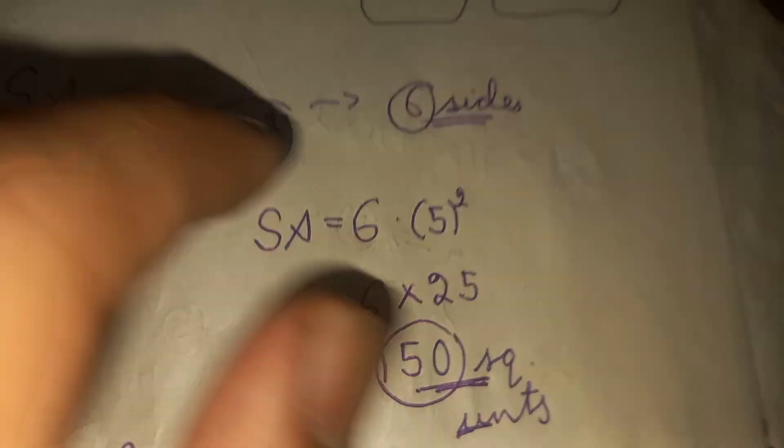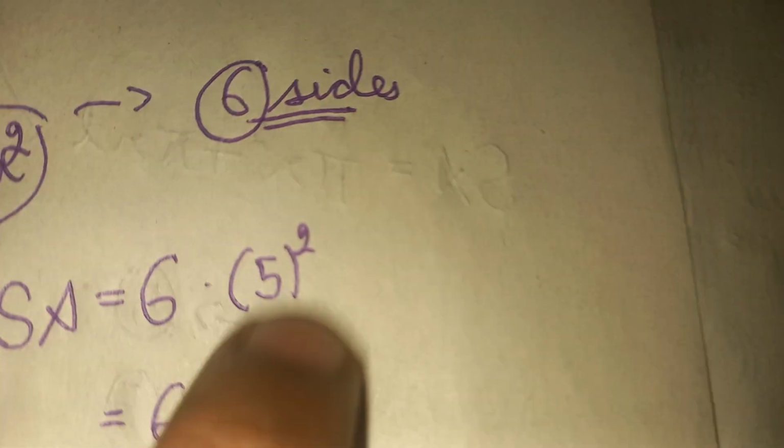There are 6 surfaces to the cube. The 6 surfaces are nothing but squares. Here a square, here also a square, these 4 surfaces are the 4 walls, and above and below are 2 more surfaces. So the surface area of the cube is equal to 6 times a square, which is 6 times 5 square.